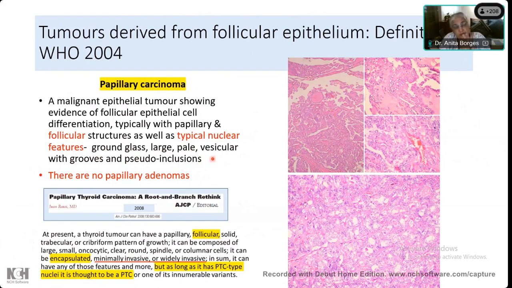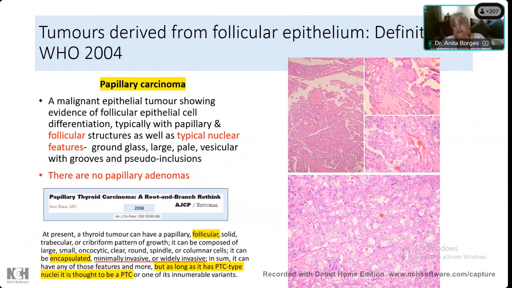So this was what it was. It didn't matter what kind of pattern of growth it was. It didn't even have to have papillae, but if it had these nuclei, this tumor was called a papillary thyroid carcinoma, and there were no papillary adenomas. There still are no papillary adenomas.